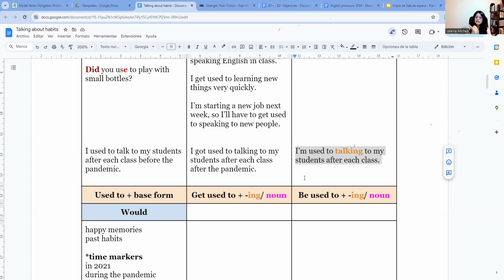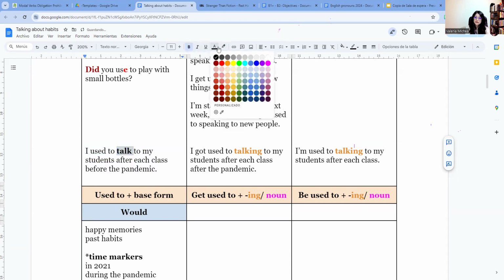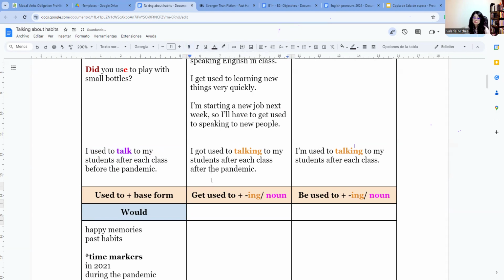It's not so complicated, but I think that it gets a little complicated when you need to remember that when you are using get used to or be used to, you need to use the ing form, the gerund, after that. Whereas when you are using used to, you don't need the gerund, but you need the base form. Okay, so that's something that you need to keep in mind.